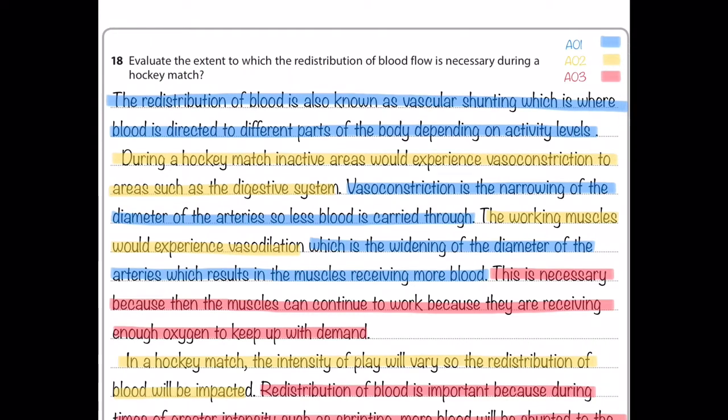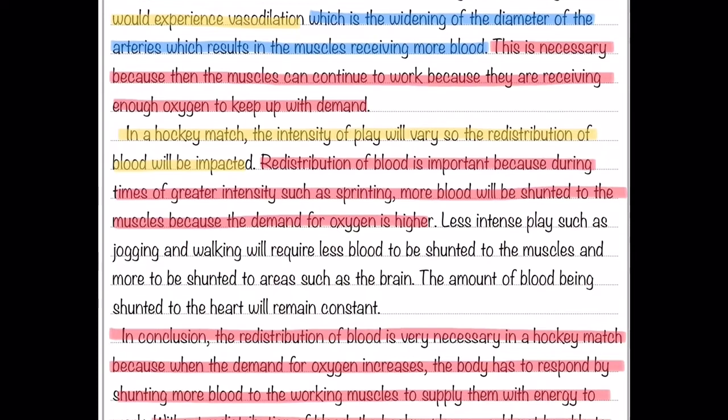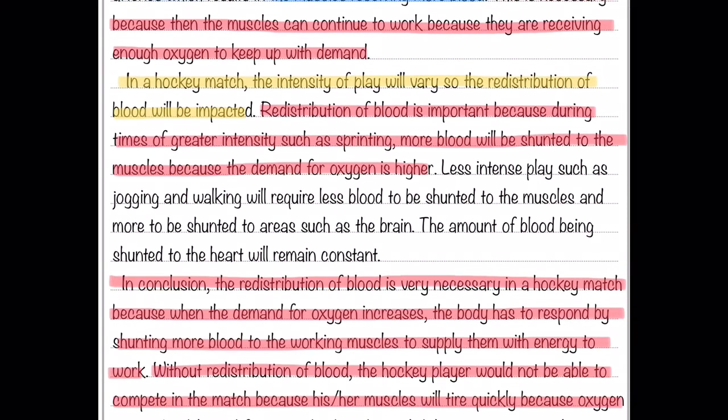So we're going to evaluate. This is necessary because then the muscles can continue to work because they are receiving enough oxygen to keep up with demand. In a hockey match, the intensity of play will vary, so the redistribution of blood will be impacted. Redistribution of blood is important because during times of greater intensity, such as sprinting, more blood will be shunted to the muscles because the demand for oxygen is higher.